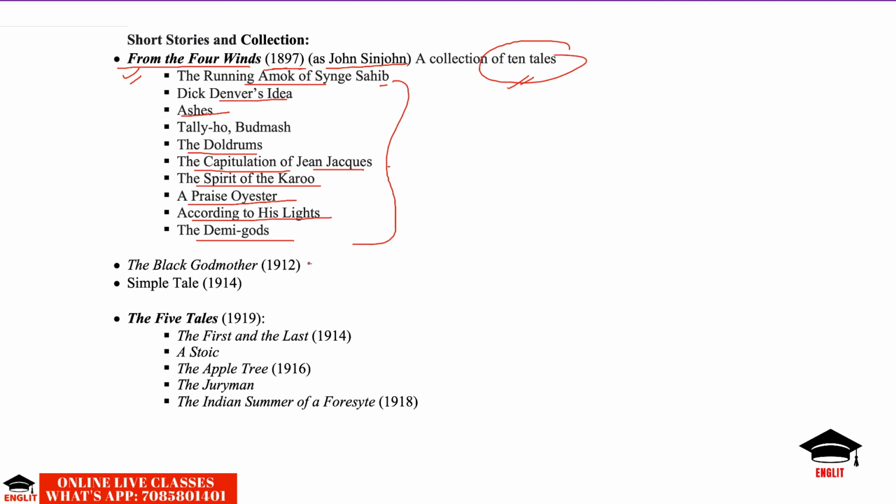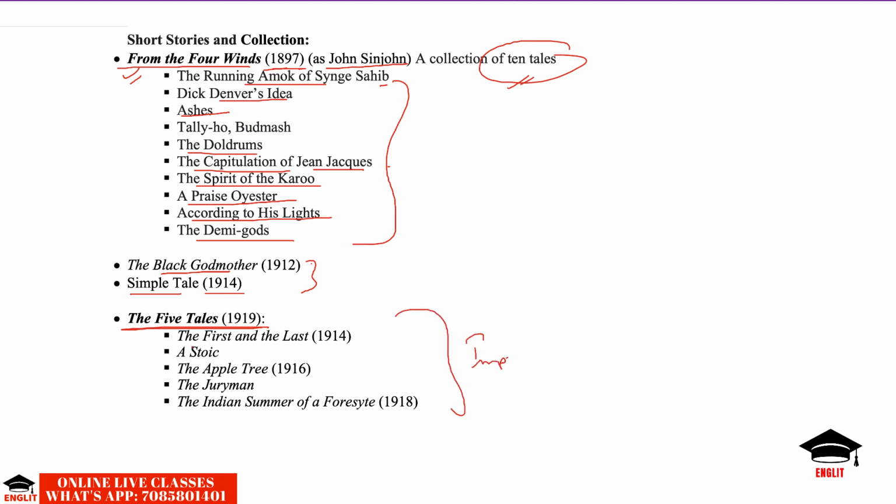Then these stories, Black Godmother, it was published in The Inn of Tranquility as well, The Simple Tale. So the ones that were published individually, understand that they were published in some magazine, some journal or some periodicals. Here and there, in some publication they were published separately, that's why they are separate. Otherwise most of the stories were published in collections, just like 10 stories in this collection. Then there are 5 tales, 5 important tales.